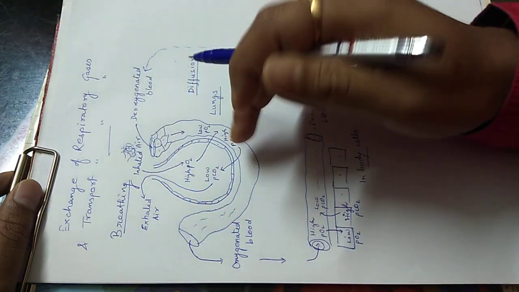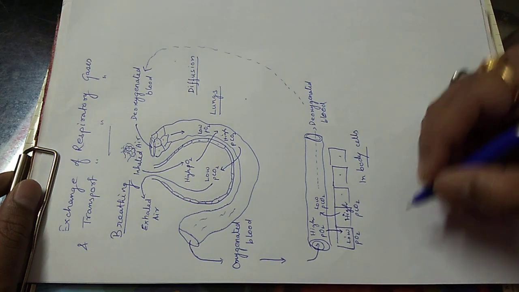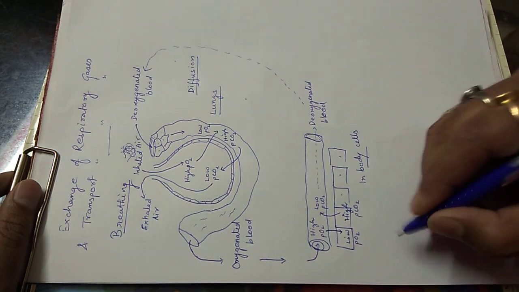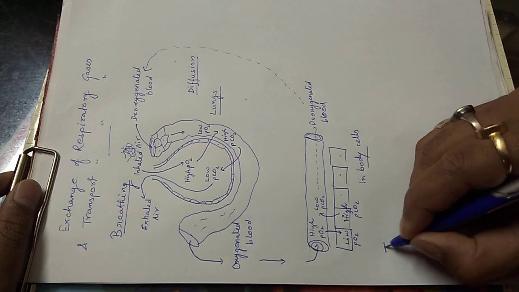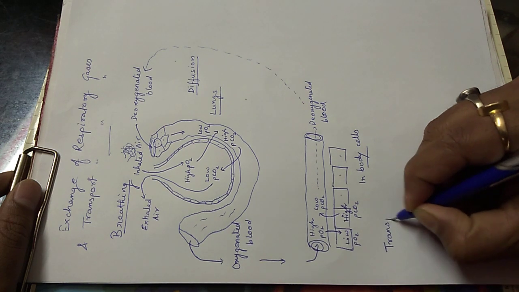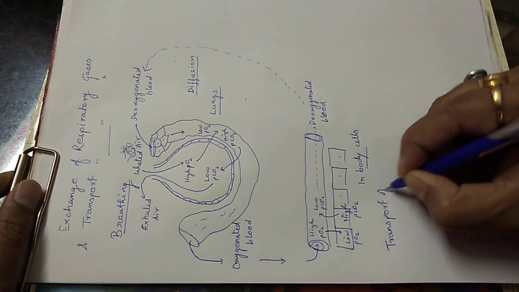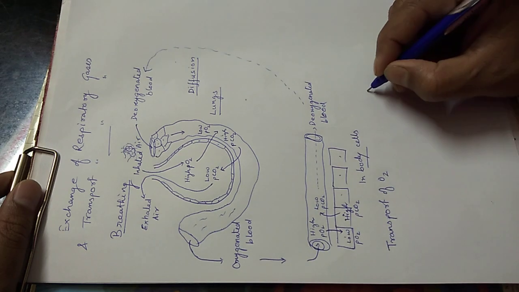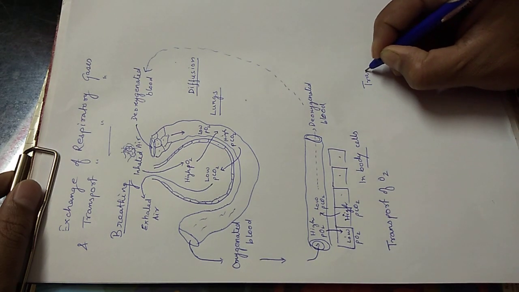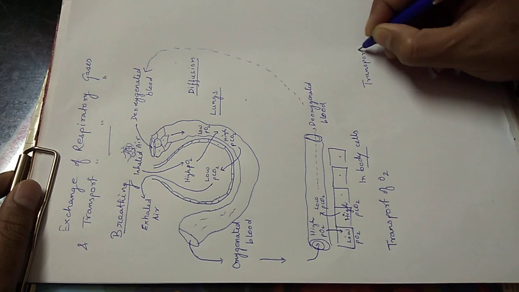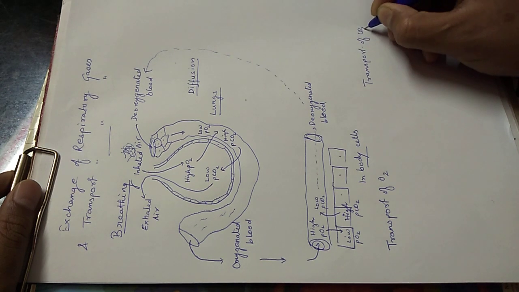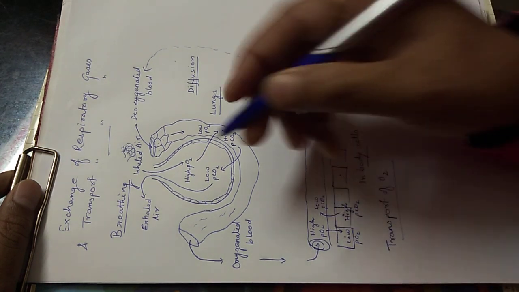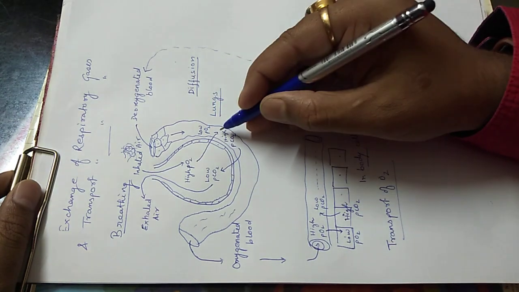Now how is this transport taking place? We'll be discussing two things. One is transport of oxygen, and another one is transport of carbon dioxide.